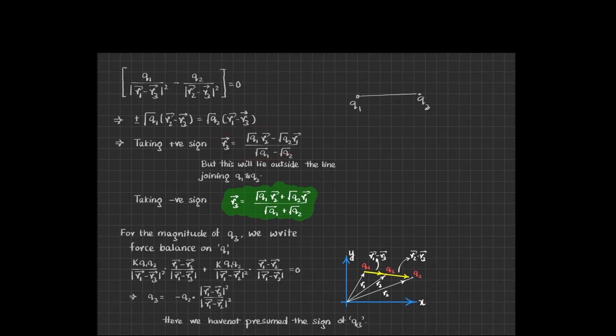It is along the line joining but somewhere on the outside, either on the left side or on the right side. It is an extrapolated point. Now how do you see the equation and know that it is an extrapolated point?